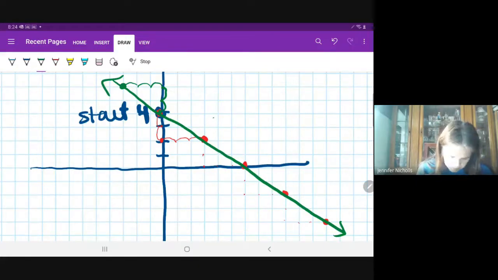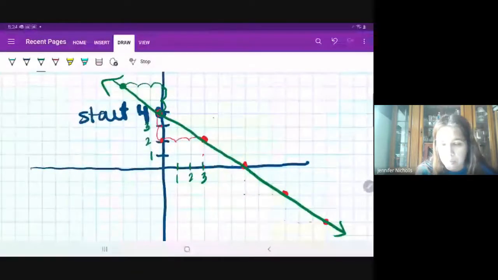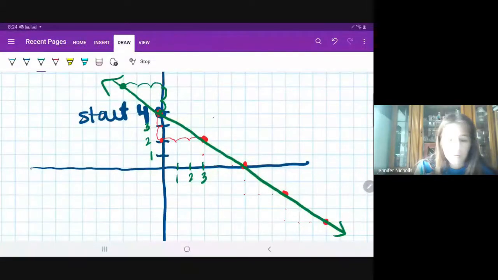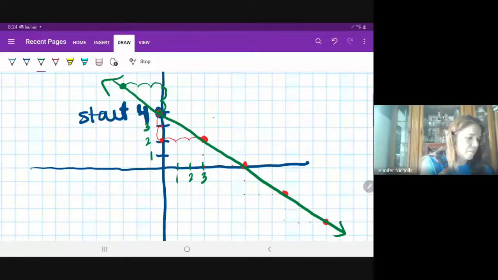Oh, and then I need to put some number labels. So let me put 1, 2, 3, 1, 2, 3. We are supposed to number label our graphs. Okay.